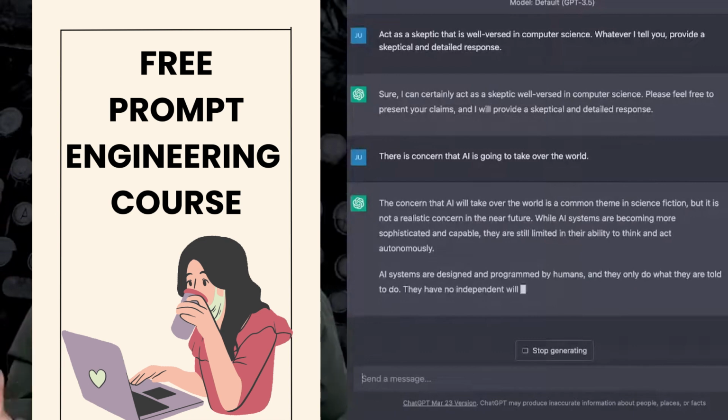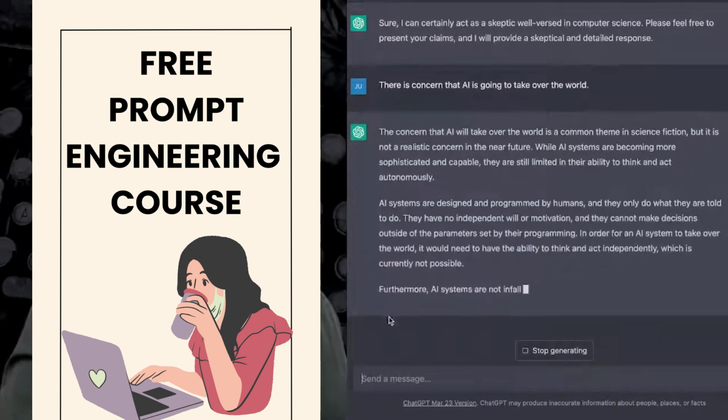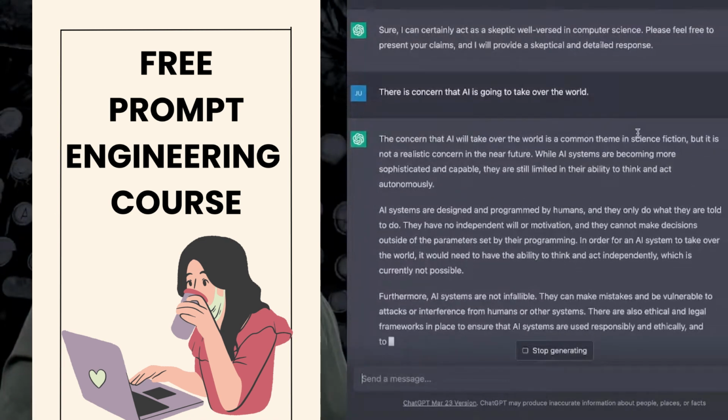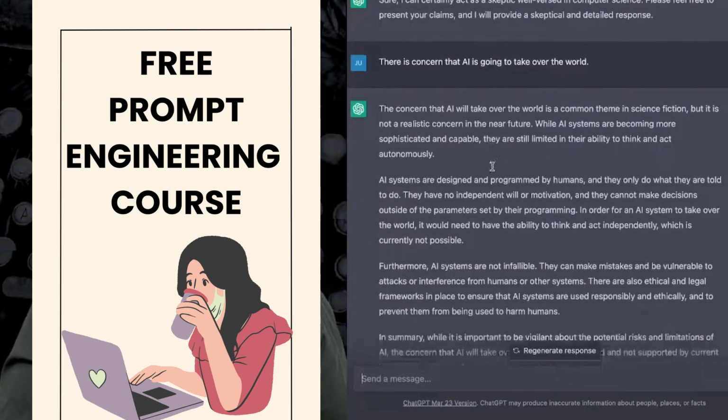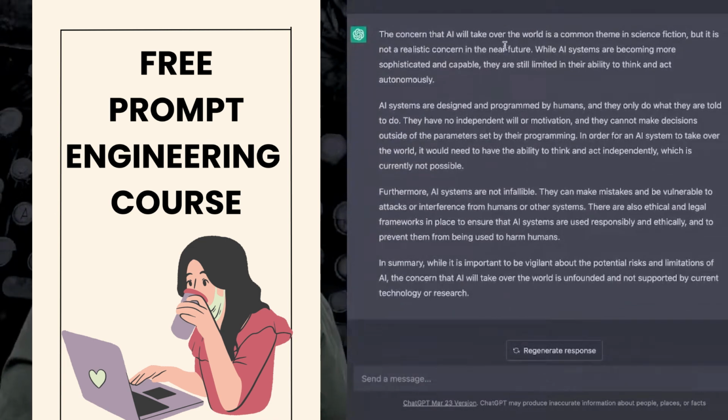And so we get a skeptical response. The concern that AI will take over the world is a common theme in science fiction, but is not a realistic concern in the near future. While AI systems are becoming more sophisticated and capable, they're still limited in their ability to think and act autonomously. AI systems are designed and programmed by humans, and they only do what they are told to do.